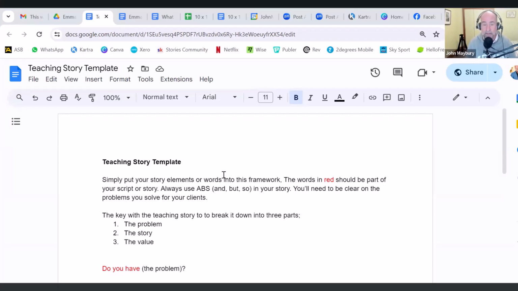The teaching story is broken into three parts: the problem, the story, and the value. It is different to the client success story, where there's a little call to action at the end. You remember that? We don't have that last line, because it's not about inviting people to come and have a conversation with you. It's more about, if you're having this problem, here's what you need to do.